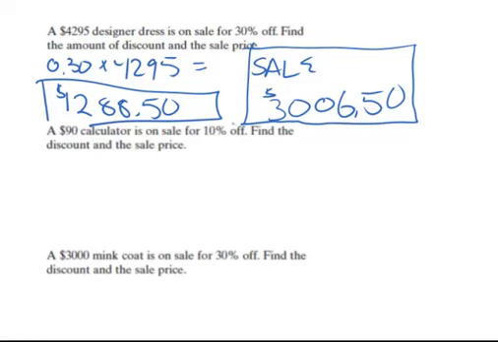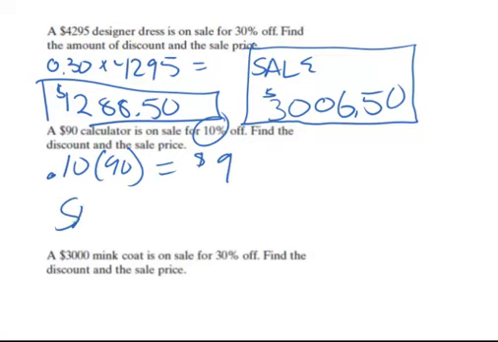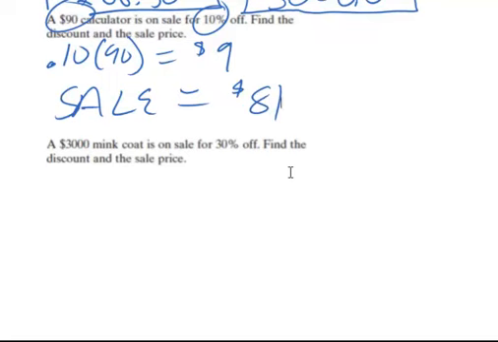It says a $90 calculator is on sale for 10% off. Find the amount of the discount and the sale price. Okay, so 10% as a decimal, 0.10 times 90, we're going to save $9. So my sale price, if my calculator used to cost $90 and I'm getting a $9 discount, I now only have to pay $81.